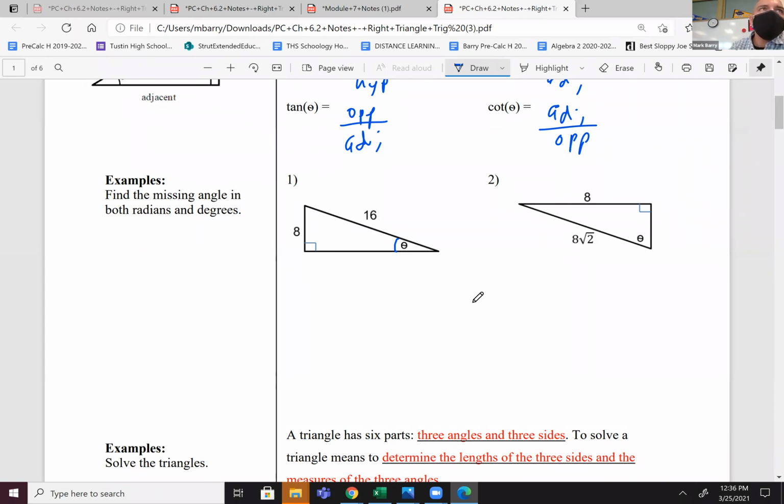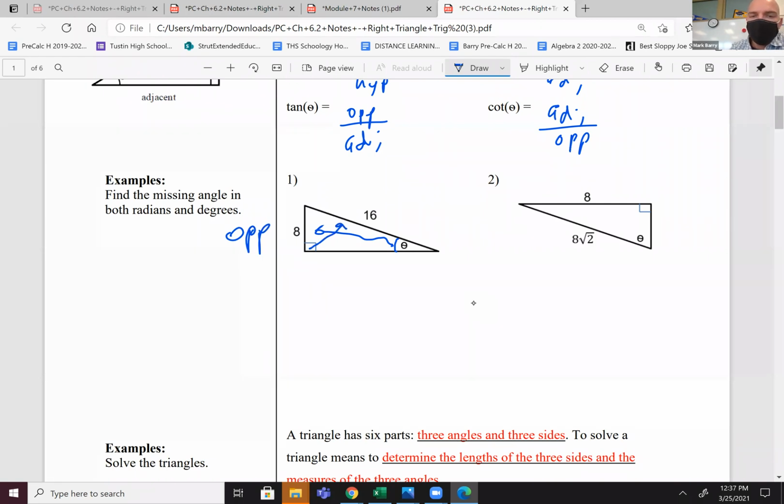I find that people who have trouble with this have trouble identifying the adjacent side. So what I would say is, let's label the other two first, and then the one that's left over is the adjacent. If you shoot an arrow out from your angle, and it does depend on which angle you're looking at, but if I'm looking at this angle and I shoot an arrow out, this will be my opposite side.